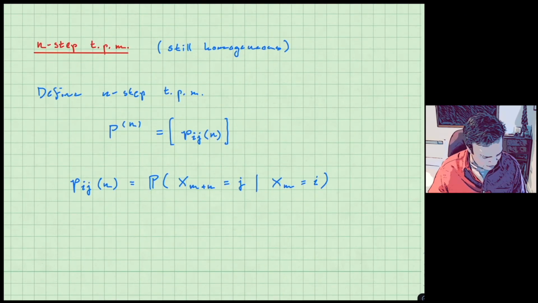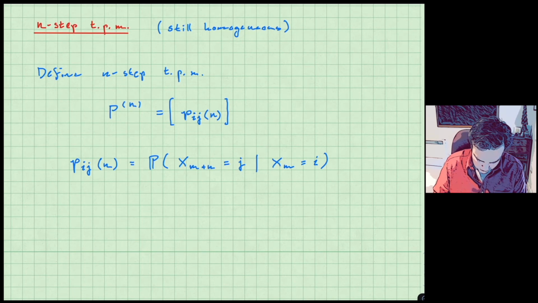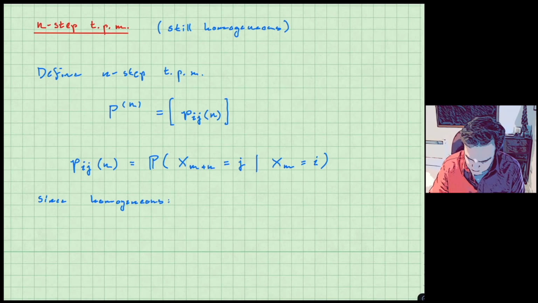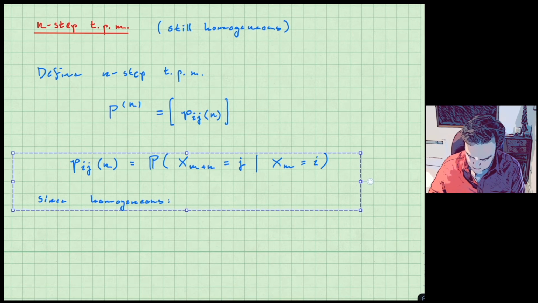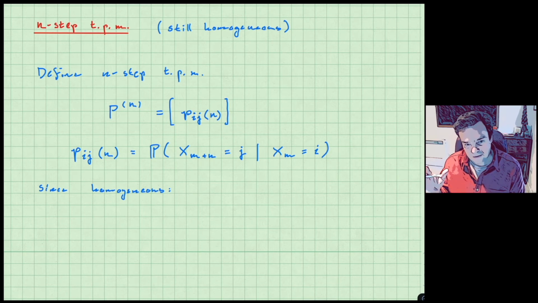Okay, so that's what this guy looks like. And then there's just one more thing to point out. Since everything is homogeneous, there's a further thing you can do. So since it's homogeneous, what does that mean here? It means that there's no dependence on m, right? It doesn't matter what time it was you started. It only matters that you're going n time steps away.